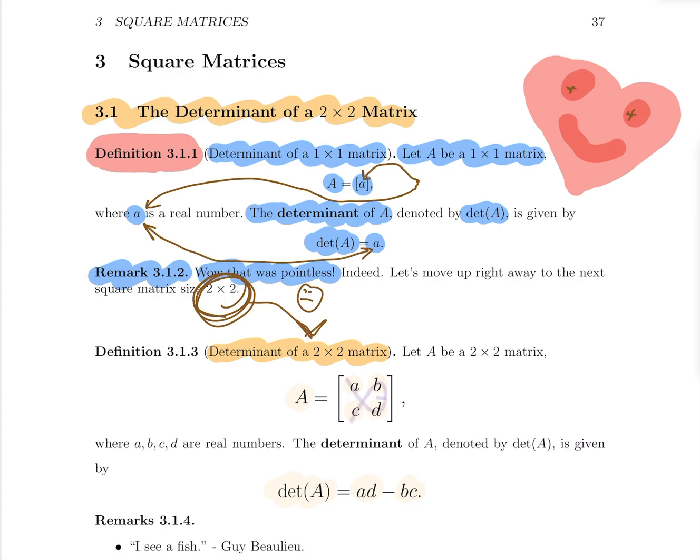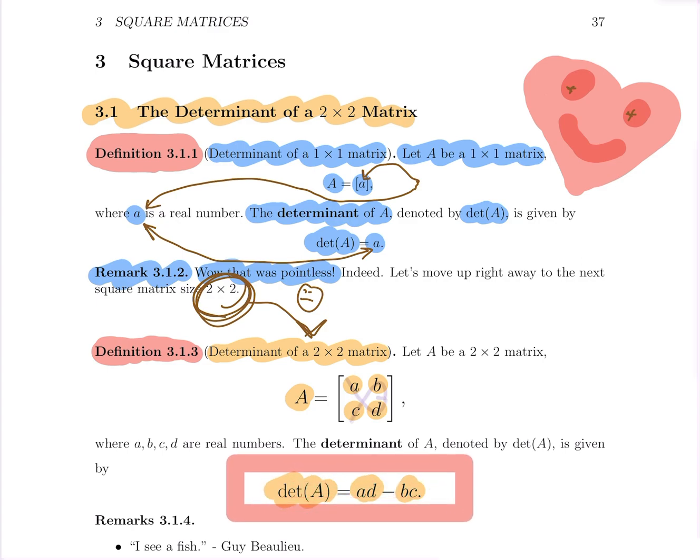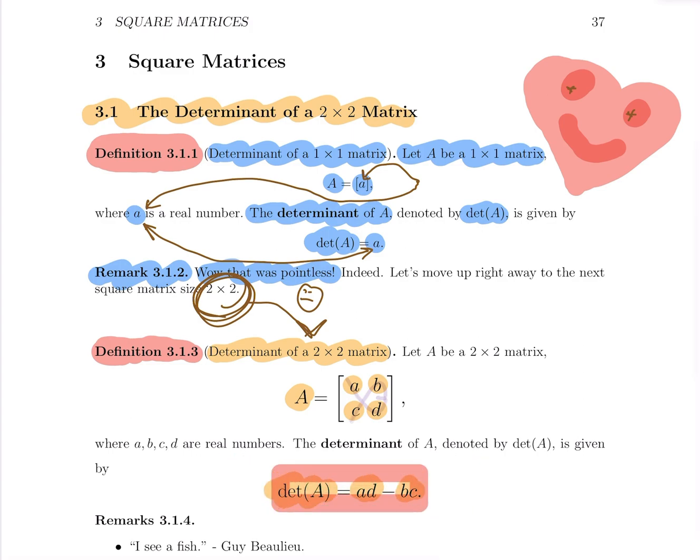So what is the determinant of a 2 by 2 matrix? Suppose you have a matrix A with 4 entries. So on the first row, a and b. On the second row, c and d. The determinant is a number. And the way you're going to compute that number is by using this formula. The determinant of A is ad minus bc. So you just have to remember the formula. Of course, in this class, you're allowed to use a formula sheet. So you should have that formula in your formula sheet.